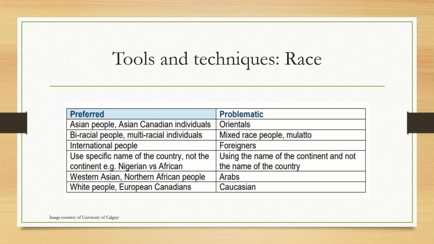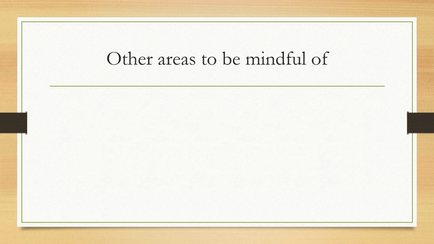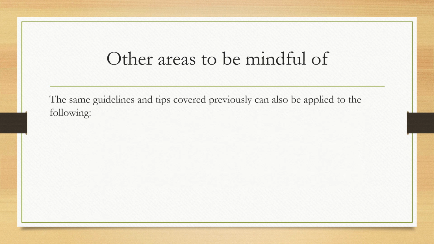Okay, going forward, other areas to be mindful of. The same guidelines and tips covered previously can also be applied to the following groups: age, faith and religion, socioeconomic status, all of these areas where people are different. It sounds silly to say, but people have different ages, and some people feel differently about that. Whether they are older or younger, we need to be mindful of not separating the elderly or separating the youth when it's not necessary.